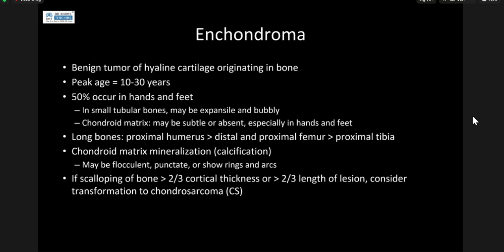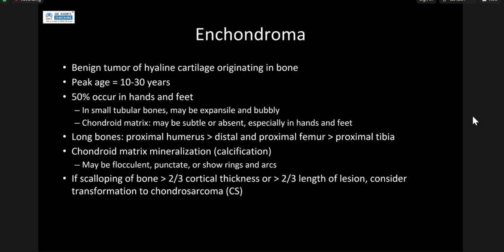So again, a nice summary slide here for you all. They're benign tumours, and the peak age is 10 to 30 years. So half occur in the hands and feet. And that is pretty much the most common place, I would say, you see them, but you can see them in the proximal humerus, proximal femur, and there's a very low incidence of them transforming to chondrosarcoma, but you have to be looking for those, as candidate 2 was, for that periosteal reaction.